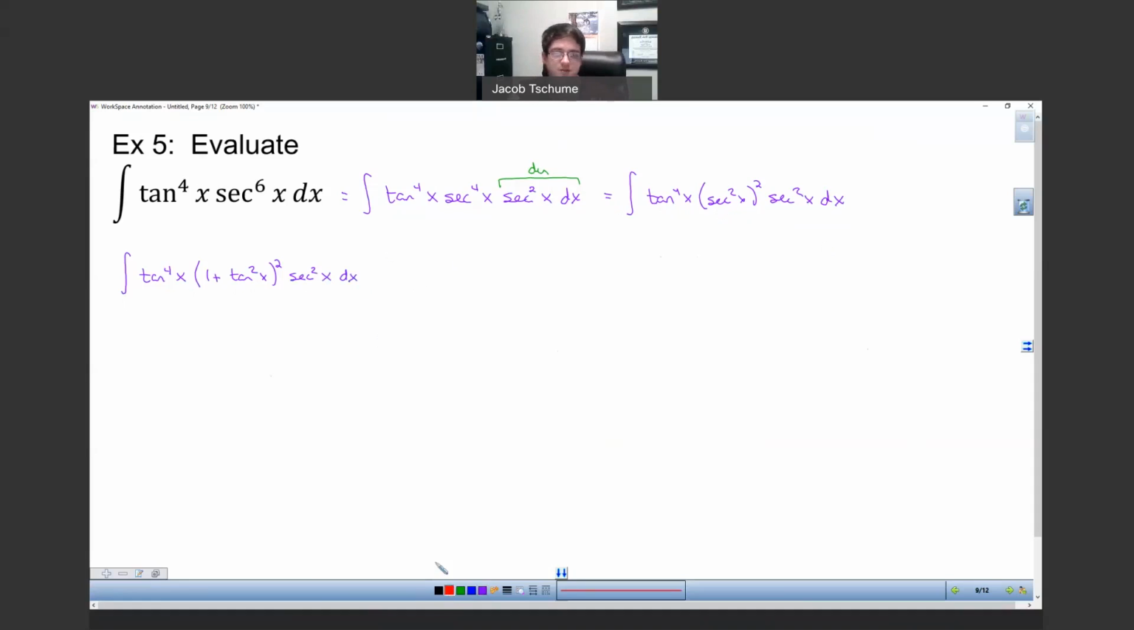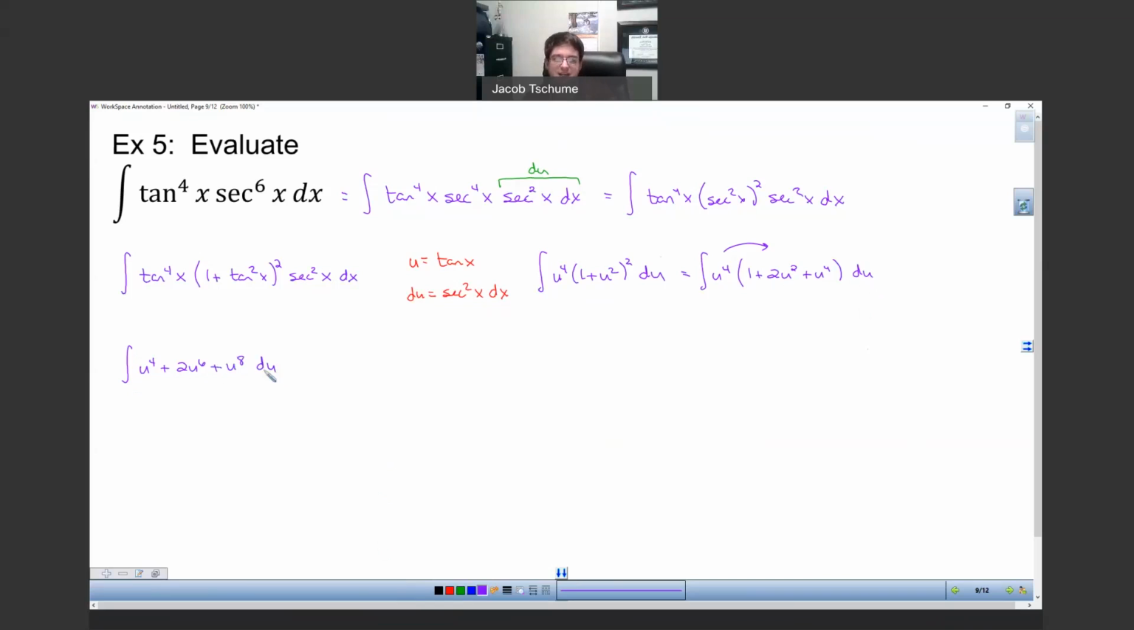Now I can set up my u substitution. I'm going to let u equal tangent of x, and therefore du is going to equal secant squared of x dx, just like I wanted it to. So this would become the indefinite integral of u to the fourth times 1 plus u squared all squared du. You need to FOIL the 1 plus u squared by itself. When you do that and combine like terms, you should get 1 plus 2u squared plus u to the fourth du. I now can distribute this u to the fourth to all three terms, which will be u to the fourth plus 2u to the sixth plus u to the eighth du.